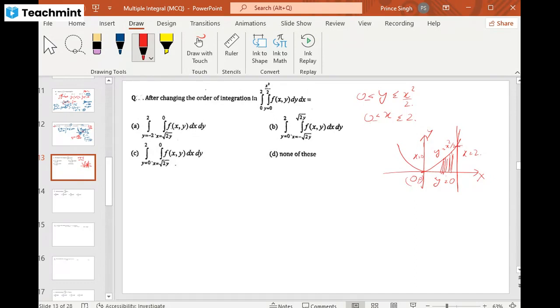So 0, 0, x equal to 2. What is the point of intersection? y equal to x square by 2 and x equal to 2, so y equal to 2. So the point of intersection is (2, 2).